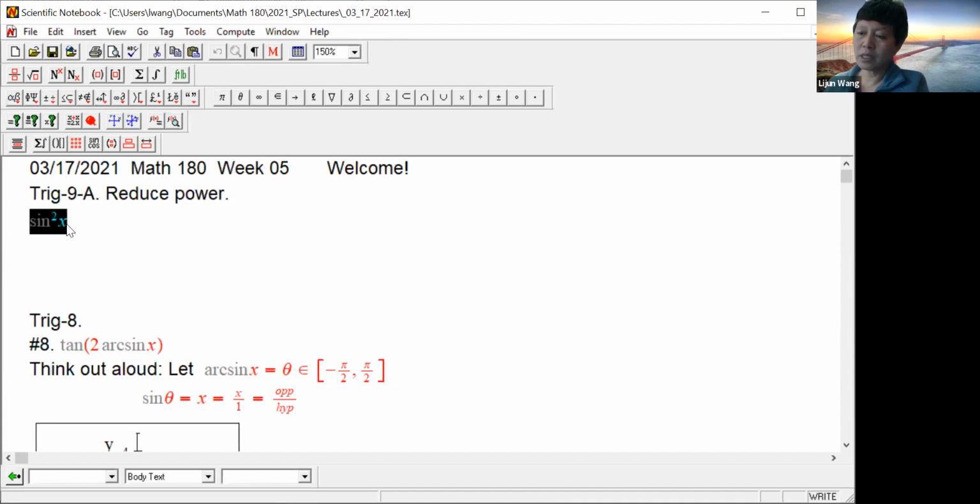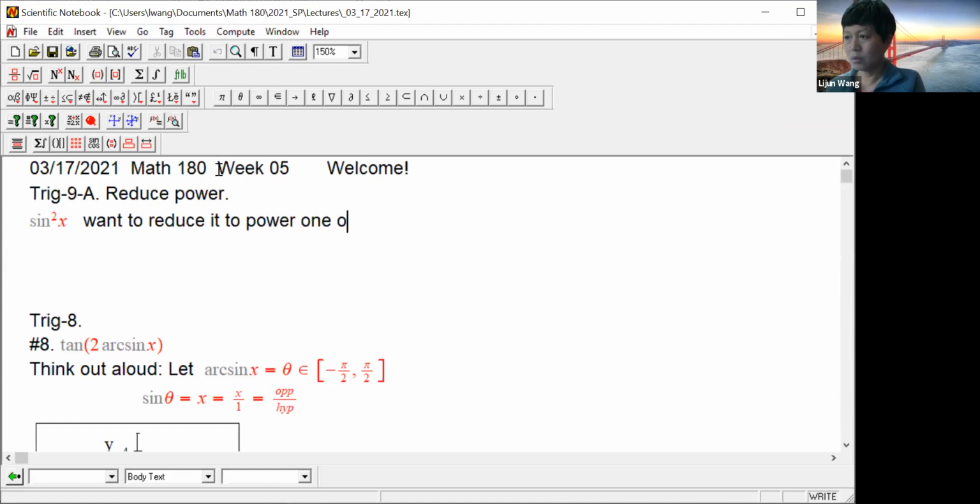The expression sine squared is considered to have power 2, because there's a little square here. We want to reduce it to power 1 or less.